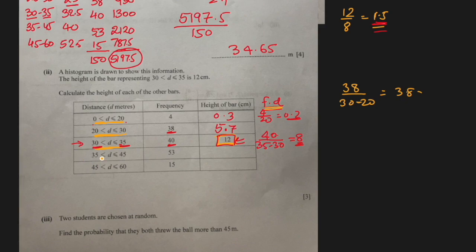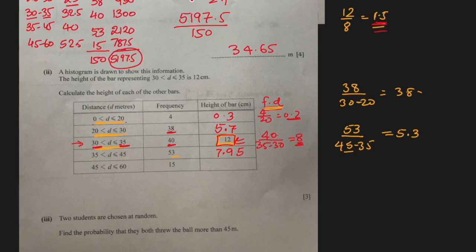Similarly, let's do this for the next one. 53 divided by 45 minus 35. 45 minus 35 is 10. So 5.3. And now 5.3 multiplied by 1.5, so it will be 7.95.